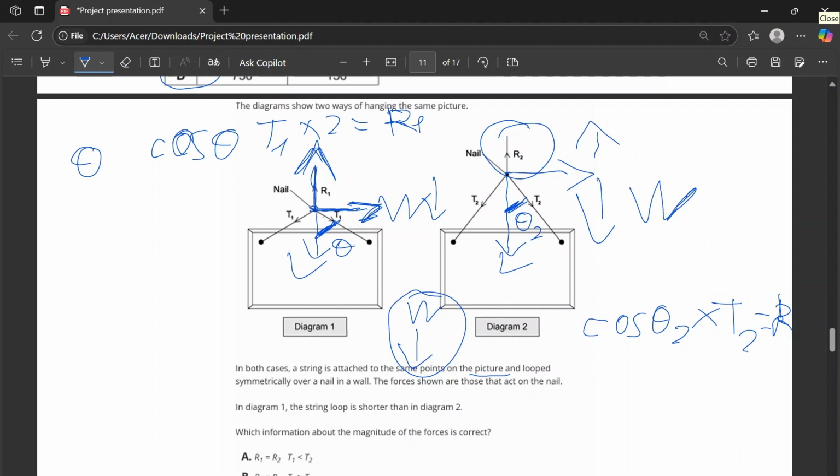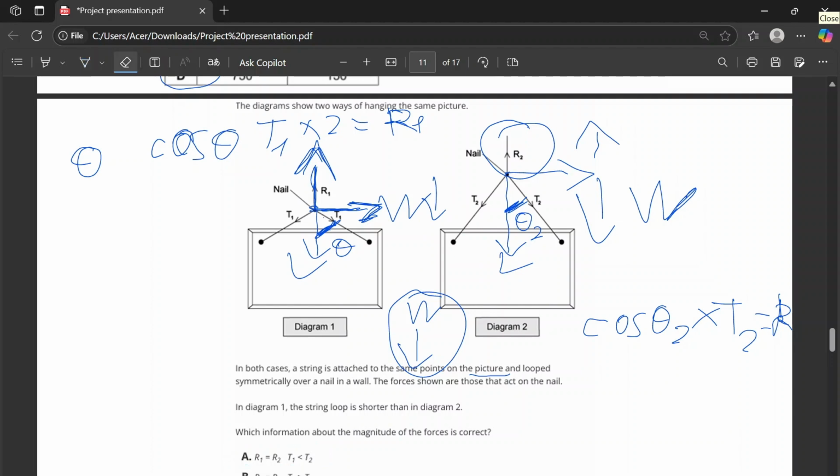So as you can see, in T2 the angle is smaller, so we can conclude that T2 is greater than T1. So the answer will be A. Sorry.